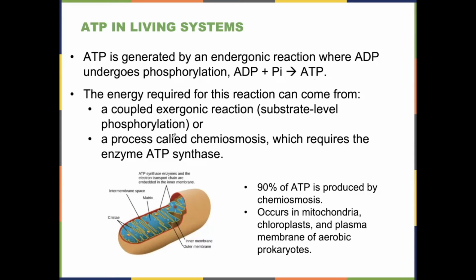The second, and actually the way that most of the ATP in cellular respiration is generated, is what is called chemiosmosis, which requires a special enzyme called ATP synthase. Now, ATP synthase actually exists along the inner membrane of the mitochondria in eukaryotic cells, and hence what we talked about before with the role of the mitochondria in generating ATP.